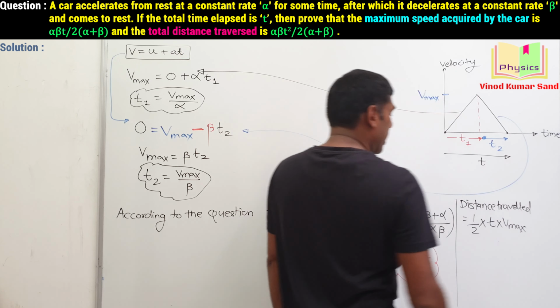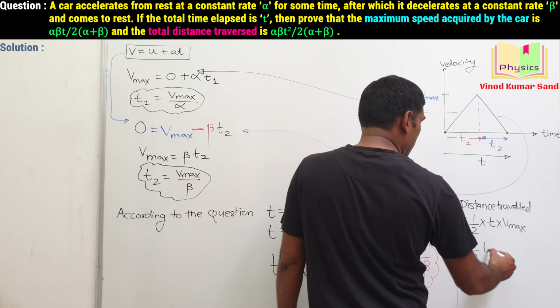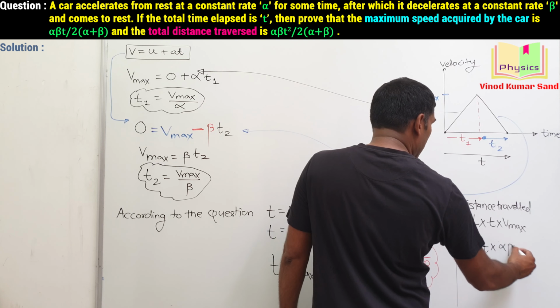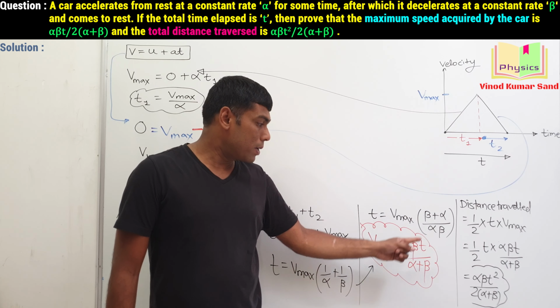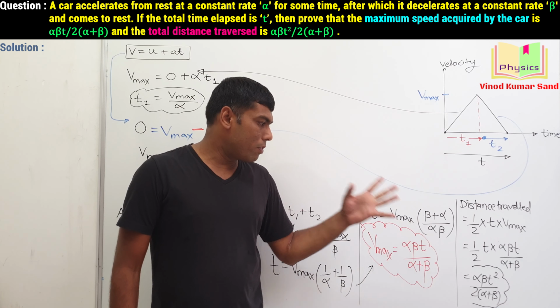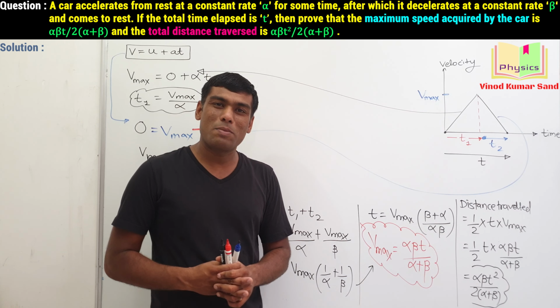So the distance traveled by the car, by the object, by the particle, whatever we consider, is half t into alpha beta t upon alpha plus beta. So the final answer is alpha beta t square by 2 times alpha plus beta. Got it? So here are the two answers. The maximum speed will be alpha beta t upon alpha plus beta, and the distance traveled will be alpha beta t square upon 2 times alpha plus beta.